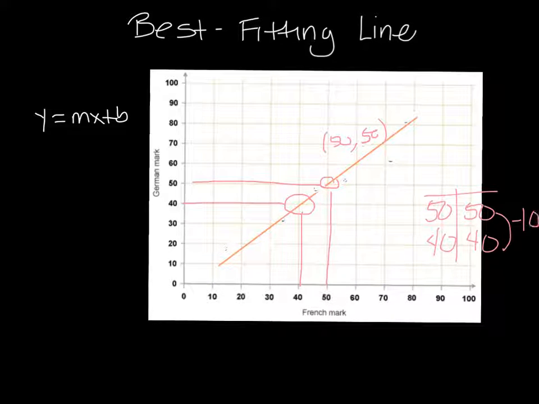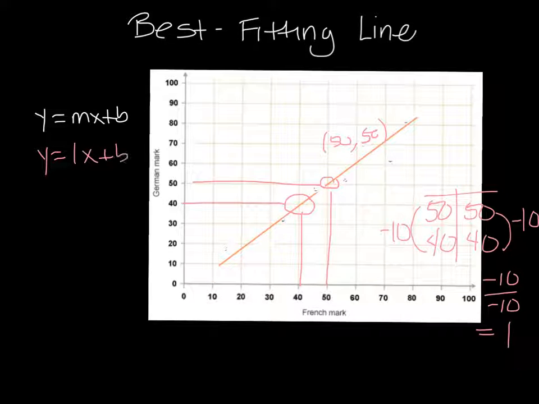So I go down 10, and over here I go down 10. My y over my x gives me negative 10 over negative 10. My slope is actually going to be 1. So I get y equals 1x plus b. Okay, then I want to figure out my y-intercept.